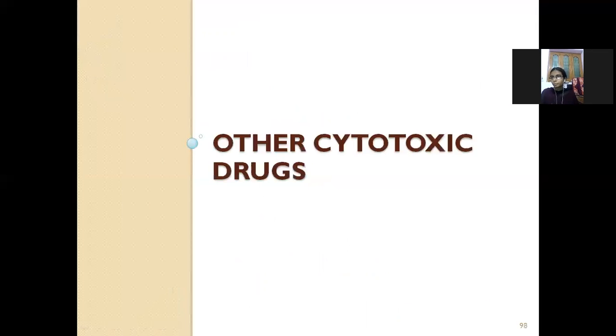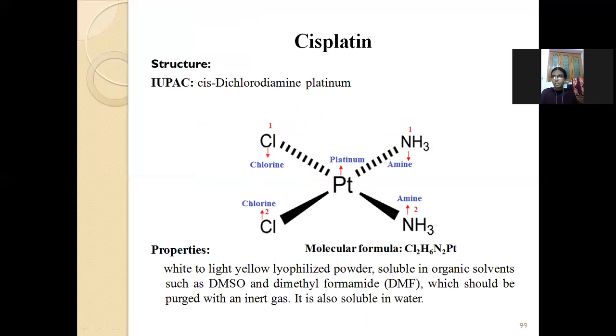Next, other cytotoxic drugs. In this, Cisplatin, and this is the structure of Cisplatin, and the IUPAC name is cis-dichlorodiamine platinum. So if we see here, cis means the same atoms are present on the same side. Like here, the chlorine and the chlorine are present on the same side, so it is cis. Trans means if one chlorine is present on this side and the other chlorine is on the opposite side, that is trans. So here it is present on the same side, so it is called cis.